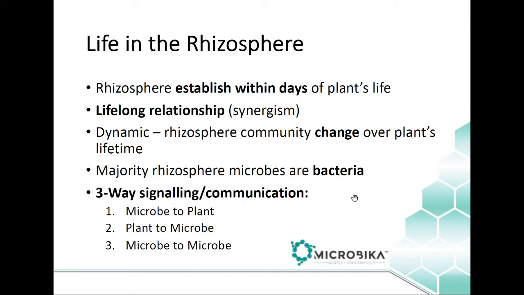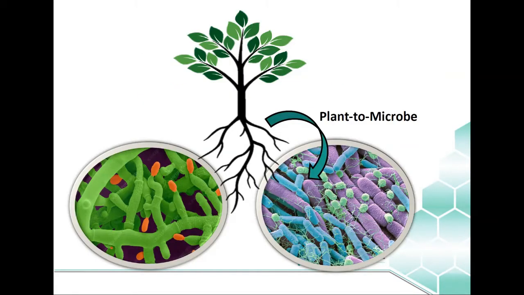If we look at the signaling in the rhizosphere, there's a three-way signaling or communication between the microbes and the plants. First of all, there's plant to microbe signaling. So how the microbes communicate with the plant, then how the plant communicates back to the microbe, and then how microbes signal to each other. Okay, so first we're going to look at how the plant communicates with microbes.